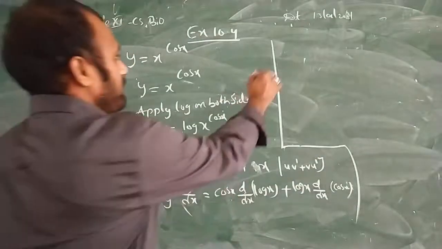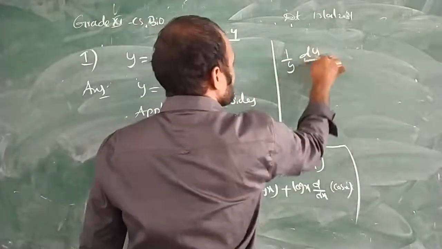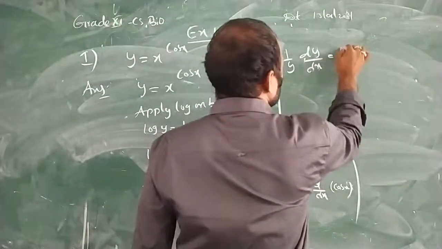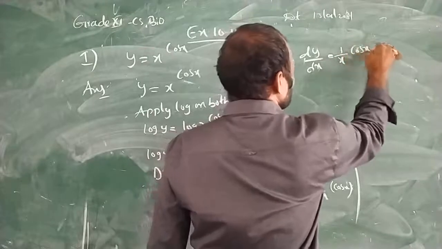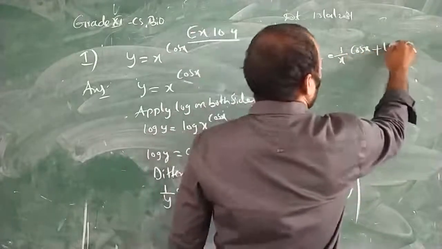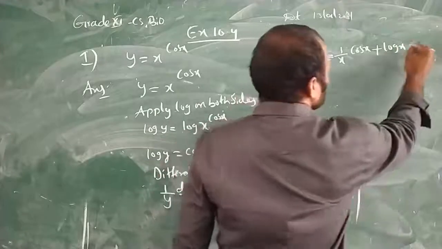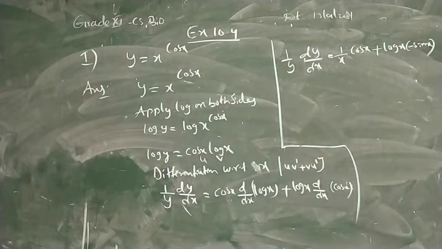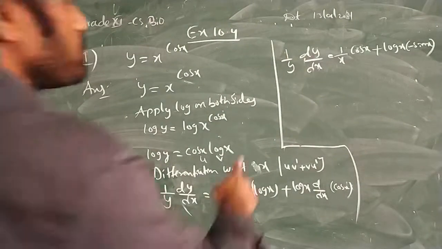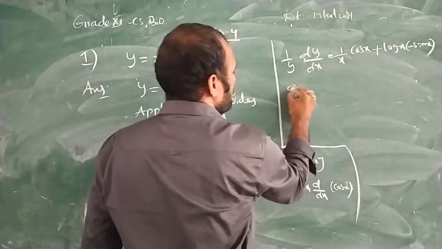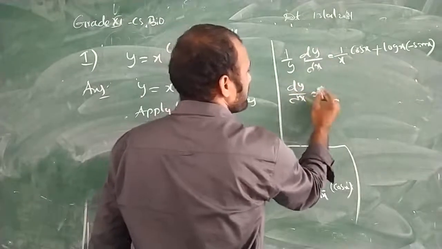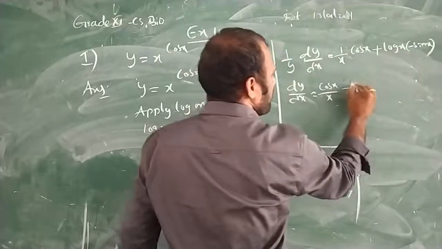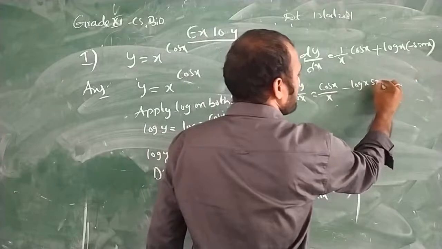Next, 1 by y dy by dx equals cos x, and the derivative of log x is 1 by x. So 1 by x cos x plus log x, and the derivative of cos x is minus sin x. So if I transpose this to the other side, it will become dy by dx is equal to cos x by x minus log x sin x, into 1 by y.